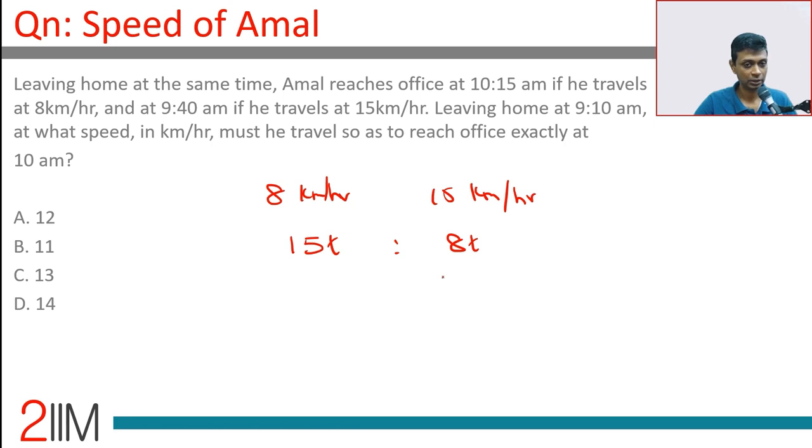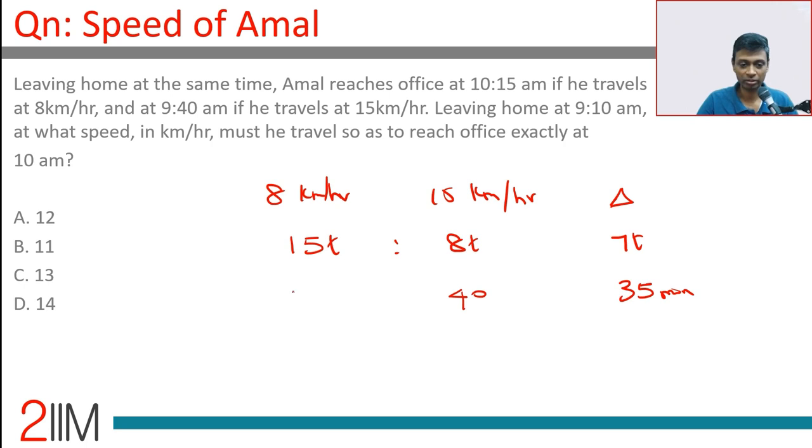That means the difference in time taken is 7t. He starts at 10:15. He starts at 9:40. Reaches at 9:40 if he travels at 15 kilometers per hour. The difference between these two times is 35 minutes. 7t is 35, t is 5. This is 40 minutes. This is 75 minutes.